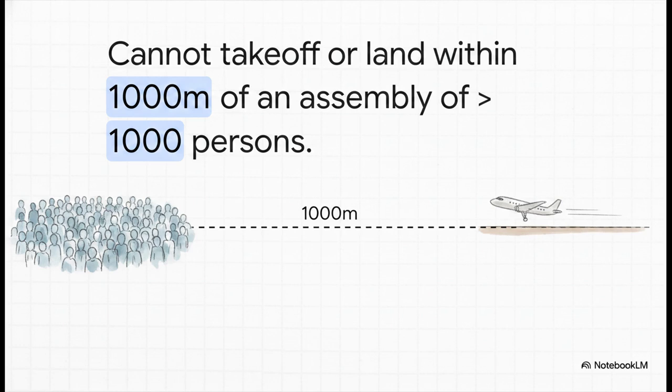Now, what's really fascinating here, and a classic trap to watch out for, is the horizontal rule. Notice the sudden shift in units. Vertically, we were talking in feet. Horizontally, we switched to meters. You cannot take off or land within 1,000 meters of an open-air assembly of more than 1,000 people. So think 1,000 meters for 1,000 people. Lock that numeric pairing right into your mind.